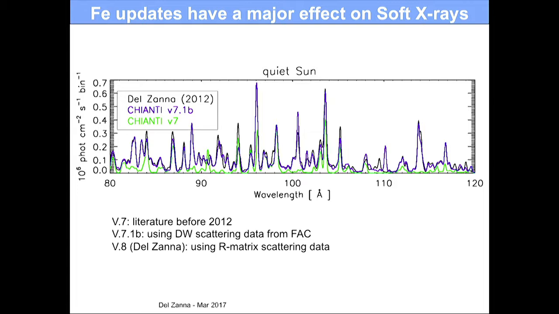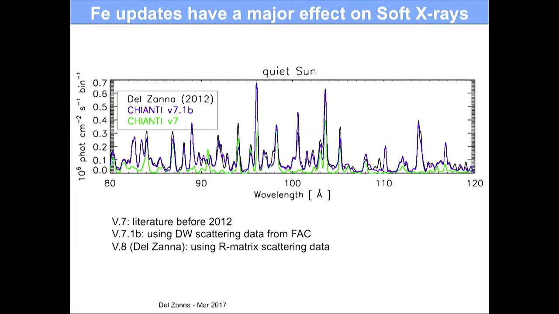This is a spectrum in the soft X-rays, and in green you see the atomic data that we had in Chianti until a few years ago, 2012. We were actually missing most of these lines, because these are transitions formed by iron ions from the principal quantum number n equals 4. With the new distorted wave data, calculated with a flexible atomic code, and then replacing them with our R-matrix scattering data, we have a much better and more complete set of atomic data.